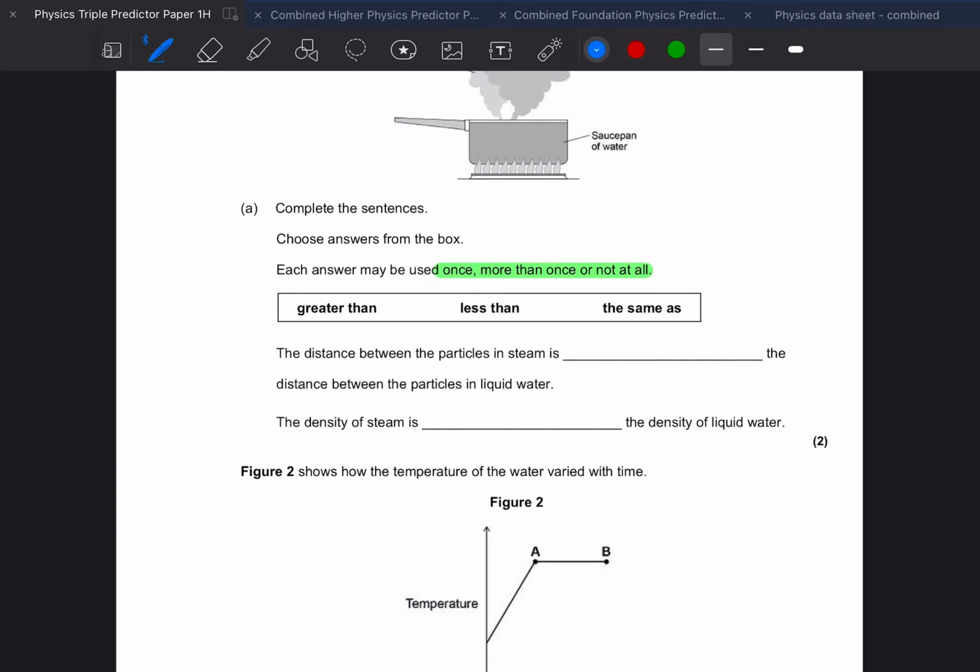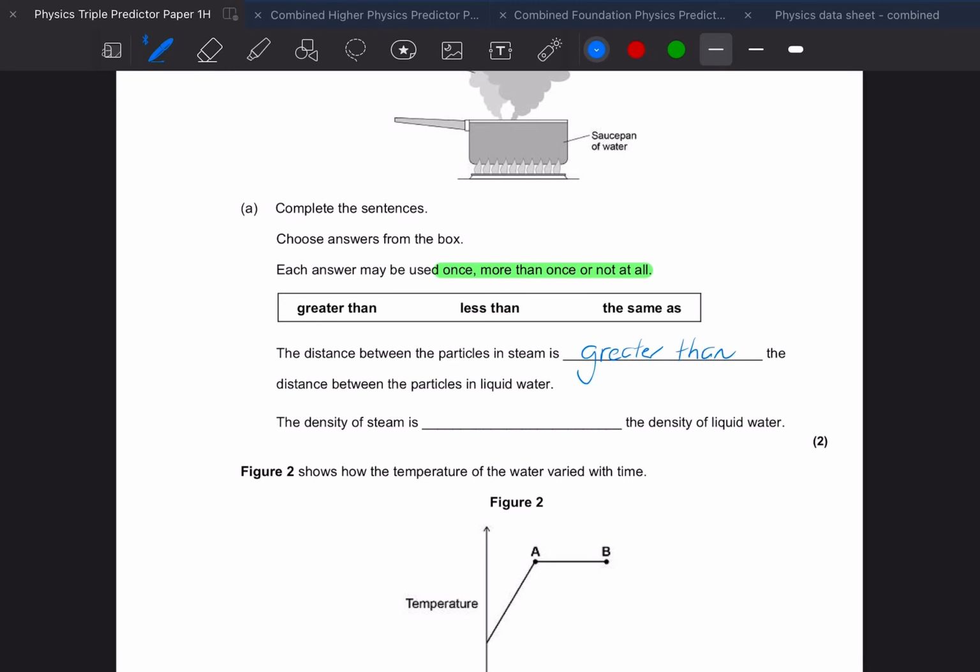The distance between particles in the steam is something the distance between particles in the liquid water. Well, we know that steam is hotter than water because it has more energy. As well as being hotter, the particles are going to be more spread out. So the distance between particles is going to be greater than, and we can cross that one out. Oh, no, we shouldn't cross that out because it says we can use it more than once. The distance between particles in liquid water.